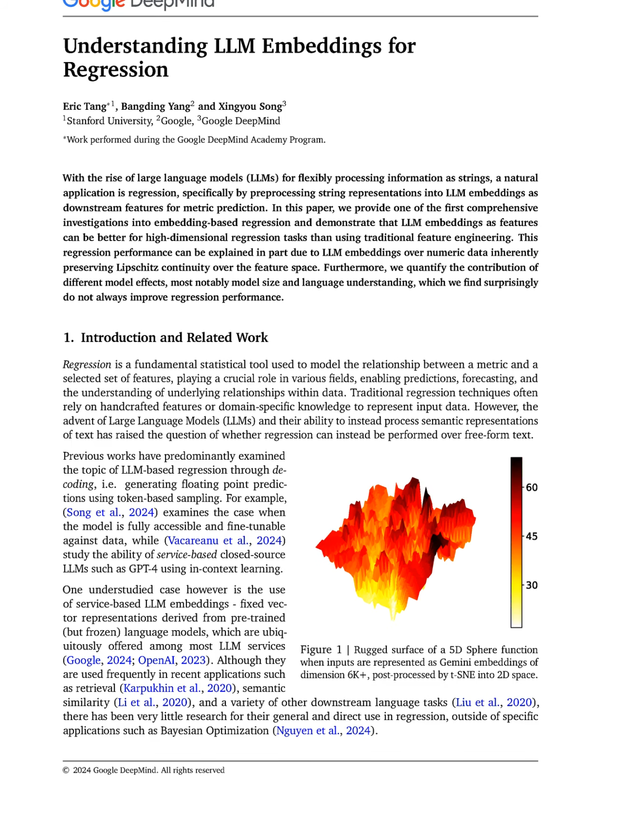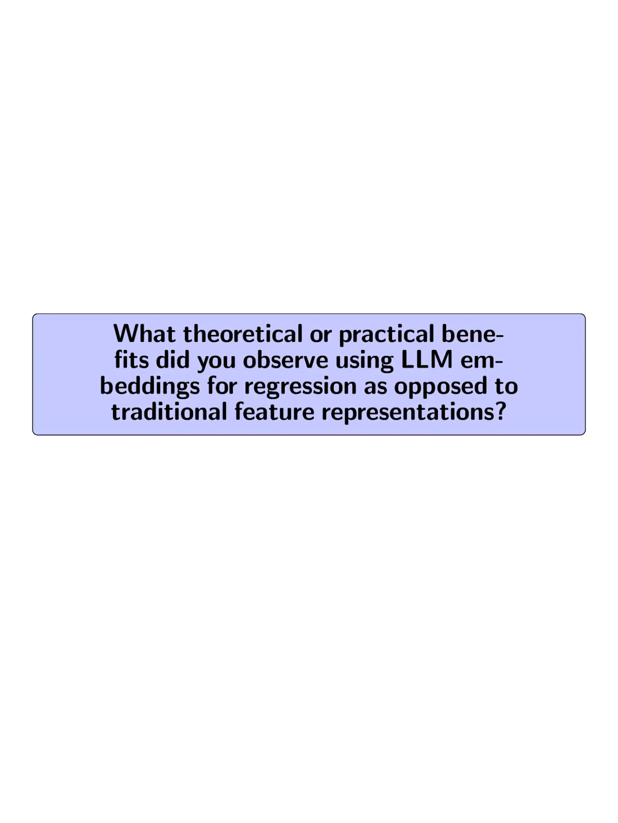Notably, this approach allows for leveraging the semantic richness of LLM embeddings, which can outperform traditional feature representations, especially in high-dimensional spaces. What theoretical or practical benefits did you observe using LLM embeddings for regression as opposed to traditional feature representations?